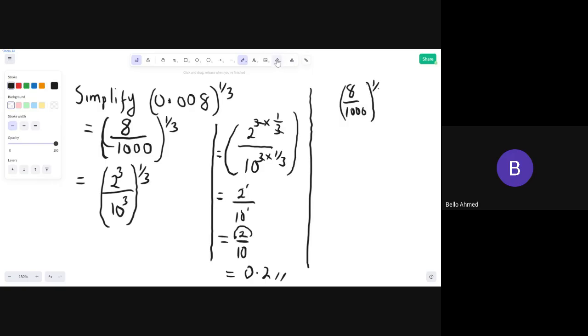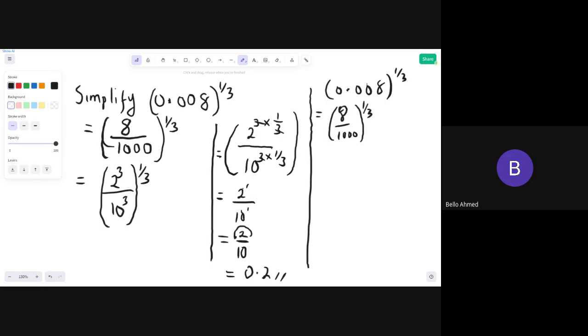Sorry, initially we have the problem like this. So initially what we have is actually 0.008. So that 0.008, we are going to change it to a fraction. So we're going to have everything raised to power 1 over 3. We're going to have 8 over 1,000. So once we have 8 over 1,000, everything raised to power 1 over 3.